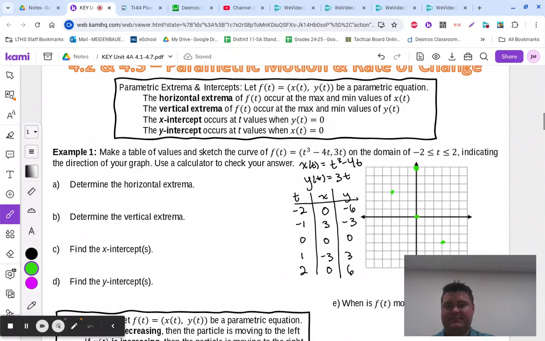For the horizontal extrema, I'm coming up to this box right here. I'm going to box it for you in green. For the horizontal extrema, they're looking for max values and min values of x of t.